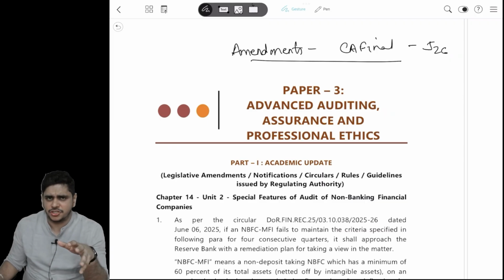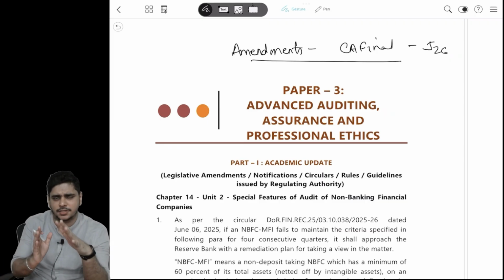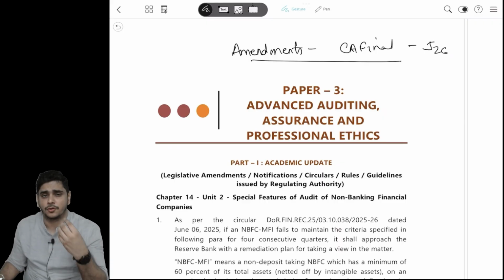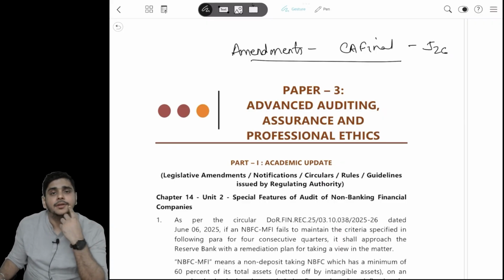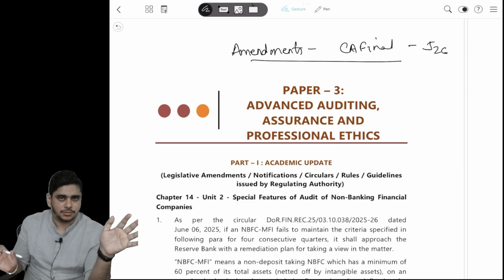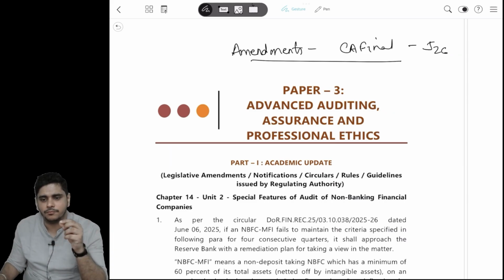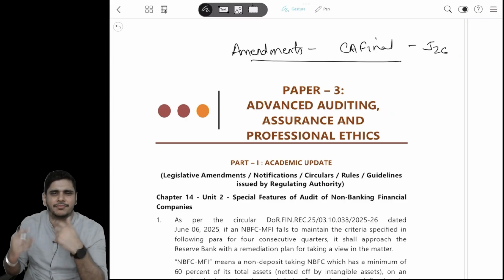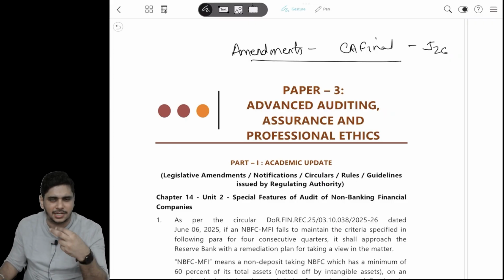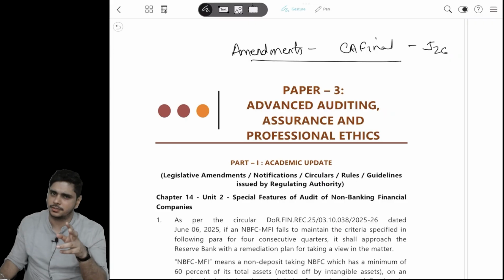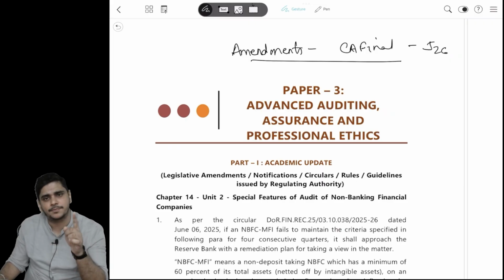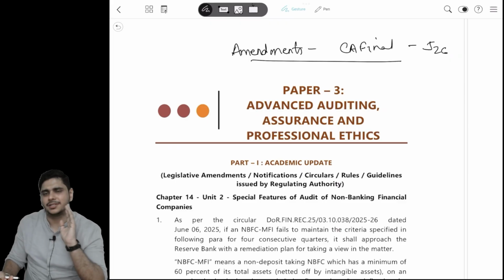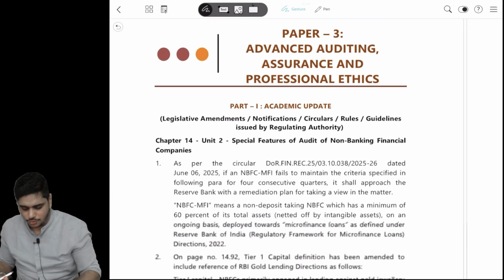I said there's no major change in the syllabus from what you studied for the previous attempt, September 25, or if you have studied from some other teacher. As such, there is no change. Only 5 points have come, because of which no answer may change. Two are clarificatory amendments, two are additions, and one is a pure change. Okay, so let's discuss one by one. I'll tell you what to do.